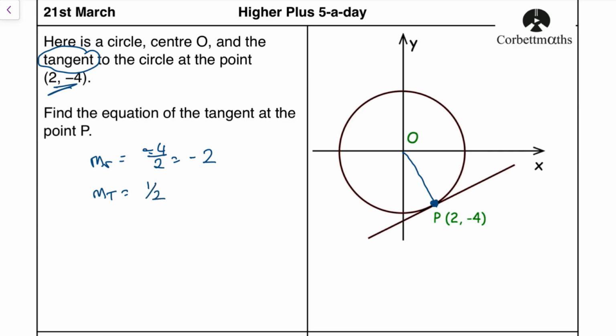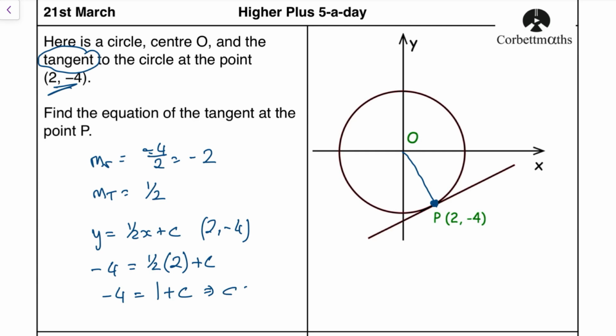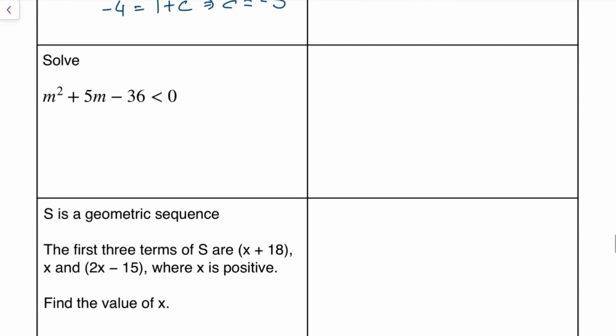And then I know that my line y equals a half x plus c. Well, that goes through the point (2, -4), which means that minus 4 is equal to a half times 2, the x value, plus c. Minus 4, well, half of 2 is 1, plus c, which means that c is equal to, take away 1 from both sides, minus 5. So the answer to my question is going to be y is equal to a half x minus 5. Question done.